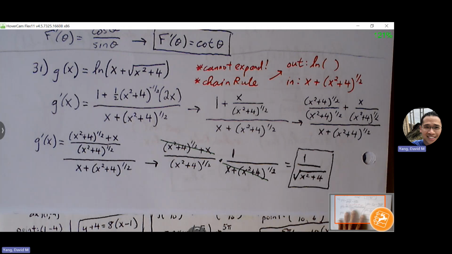even on the AP exam, you're not going to see a problem where it is this algebraically intense. That's not the focus of the BC exam, at least not anymore. It used to be more algebraic. Now they care more about understanding conceptually.